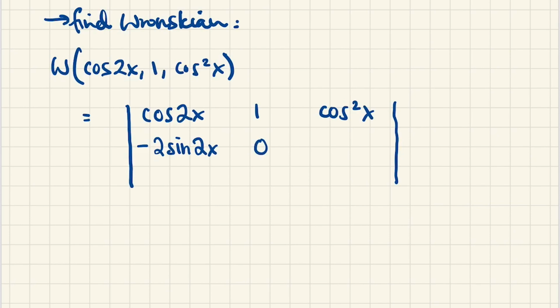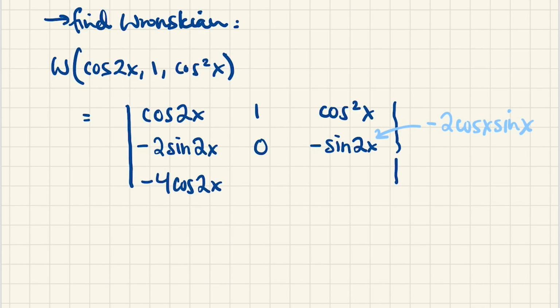Derivative of 1 is 0. And here we get 2 cosine x times negative sine of x. You know, why don't we write this one as just negative sine of 2x? Since we know we have to take one more derivative, and this way we can avoid the product rule. All right, take one more derivative, and here we get negative 4 cosine of 2x. Derivative of 0 is still 0, and derivative of negative sine 2x is negative 2 cosine of 2x.